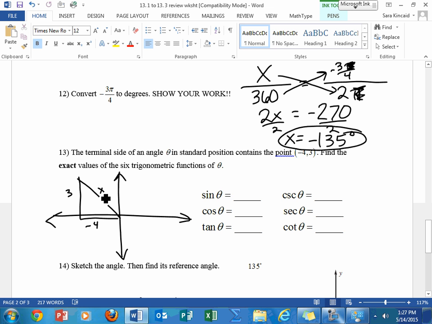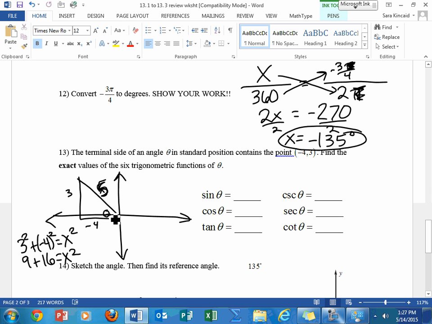Again, Pythagorean theorem is our friend when we need to do that. So 3 squared plus negative 4 squared equals x squared. 9, 16, x squared. When you solve for x here, you should get x to be 5. Okay, so the hypotenuse is 5. So now remember where our theta is in these instances, guys. That reference angle is always at the origin there.